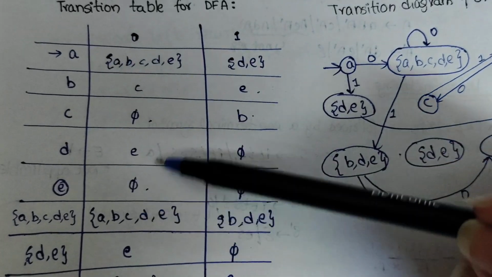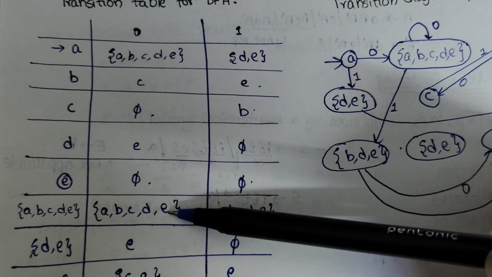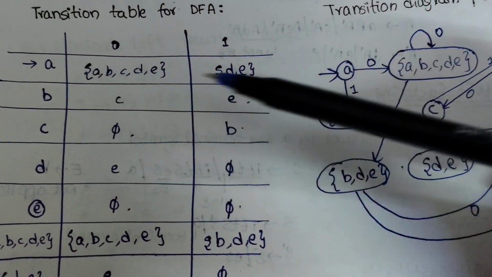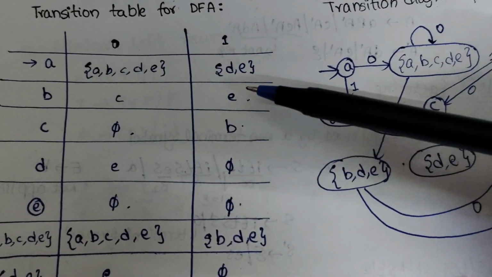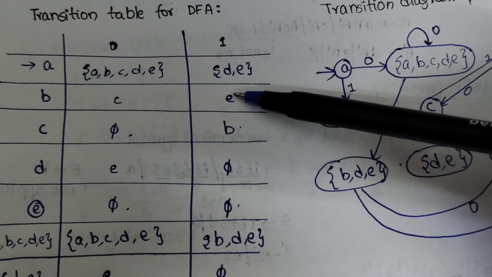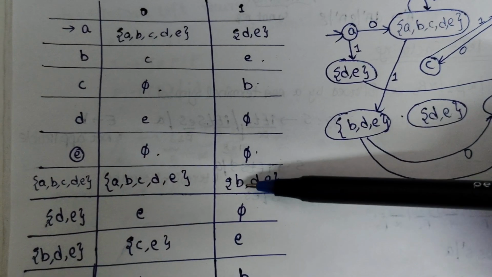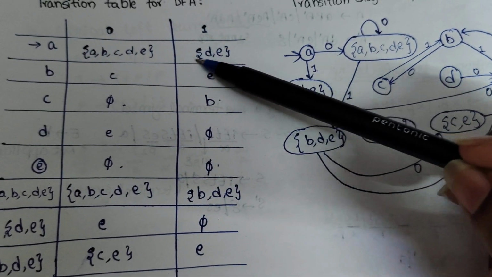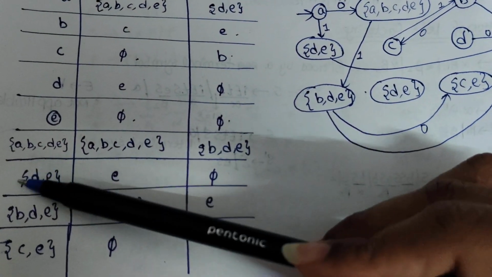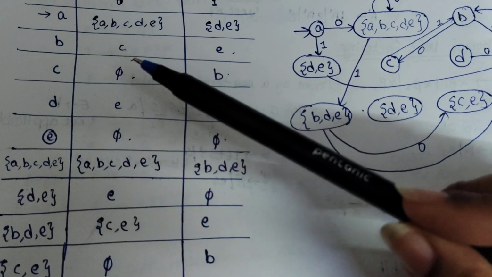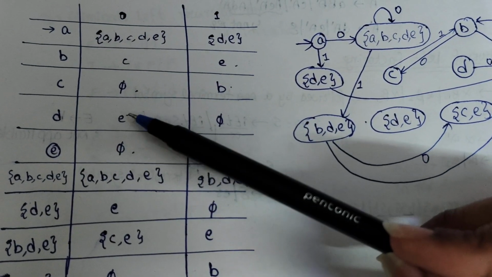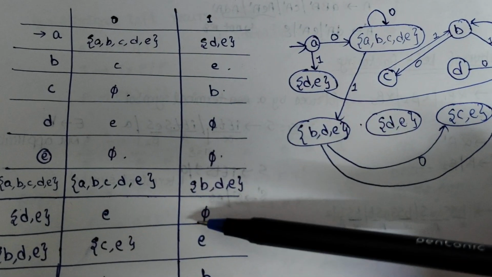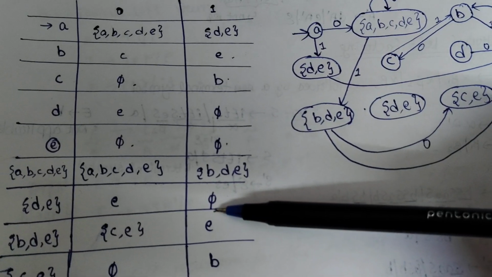So what are all the terms that are here? I wrote all the terms here. Next, A, B, C, D, E on 1. What does it give? A gives D, E, B gives E, C gives B. These two are phi. So the terms here are B, E and also D. So B, D, E. Next, here there is another term which we need to take, D comma E. So I took D comma E as another state. D gives E, E gives phi. So D comma E on 0 is E. D comma E on 1 gives phi, since both are phi.